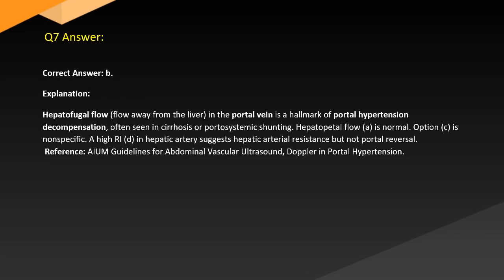Answer. Correct answer: B. Explanation. Hepatofugal flow, away from the liver in the portal vein, is a hallmark of portal hypertension decompensation, often seen in cirrhosis or portosystemic shunting. Hepatopetal flow (A) is normal. Option C is non-specific. A high resistive index in the hepatic artery suggests hepatic arterial resistance but not portal reversal. Reference: AIUM guidelines for abdominal vascular ultrasound, Doppler in portal hypertension.